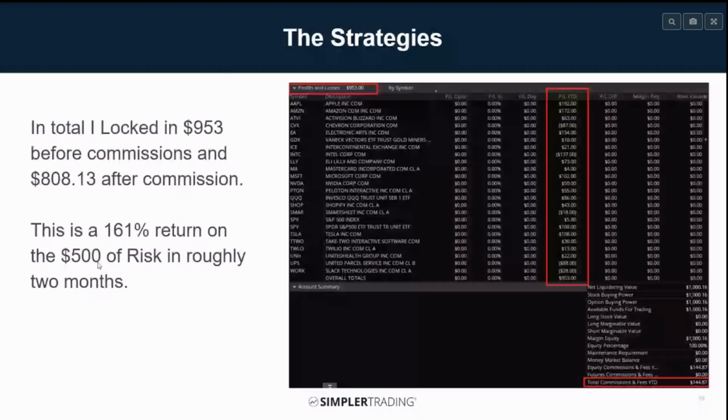So to be able to have that kind of return with such a small account shows you how this toolbox of strategies can still be beneficial no matter what account size you might be trading out of.